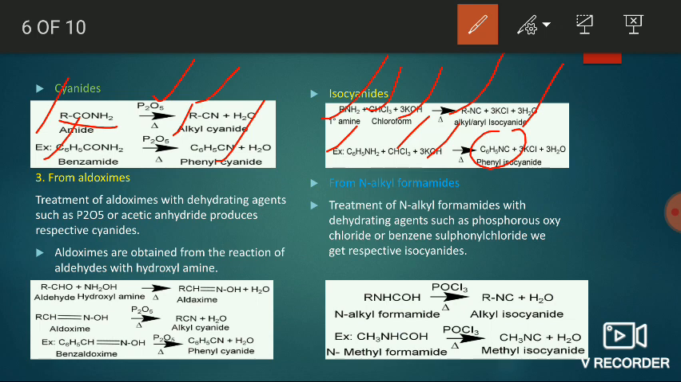Next preparation method of cyanides, that is the third one, is preparation of cyanides from aldoximes. What are aldoximes? Generally, aldoximes are derivatives of the aldehydes. That is, they are one type of derivatives which are obtained from the aldehydes. If you treat aldehydes with hydroxylamine, the aldehyde general formula is RCHO. It is one type of carbonyl compound. Carbonyl compounds are two types: one is aldehyde, second one is ketones. RCHO is the aldehyde general formula, ketone is RCOR. If you treat aldehydes with hydroxylamine, the formula is NH2OH, then we get corresponding aldoxime. That is, treatment of aldehyde with hydroxylamine, we get corresponding aldoxime.